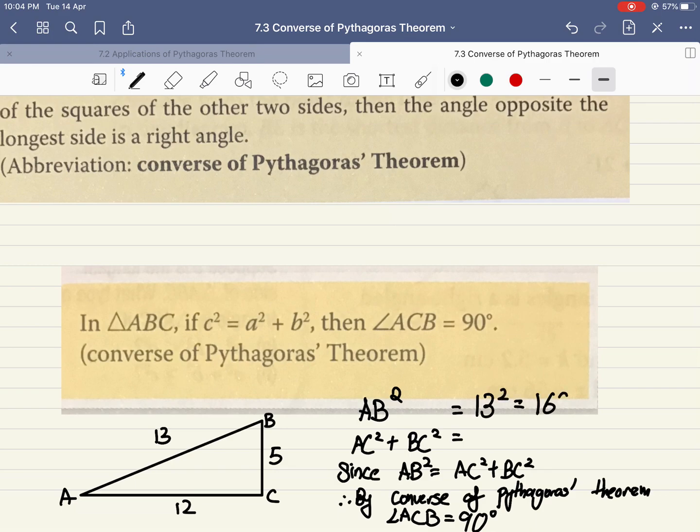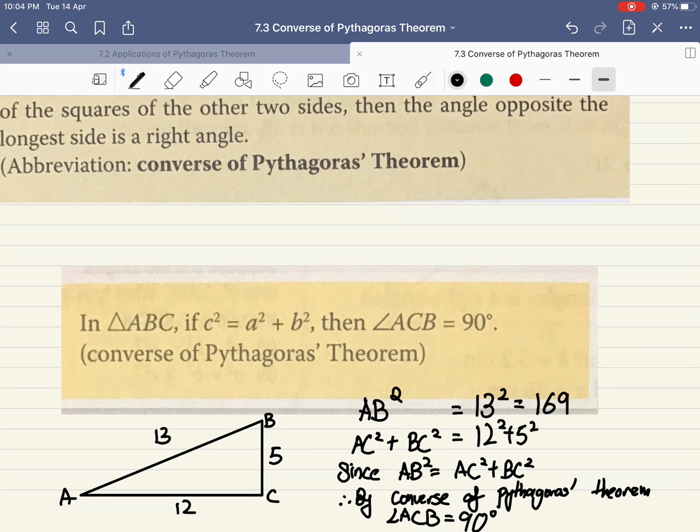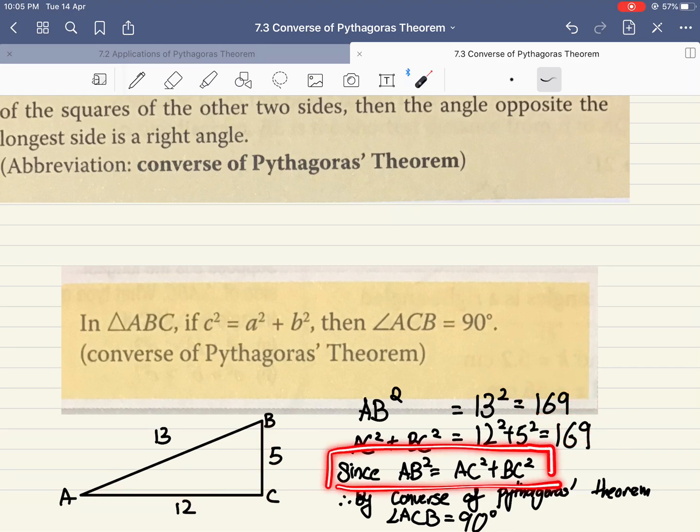I'll look at AB, and I'll say that the value of AB square is 13 square. It gives me 169. Similarly, if I look at AC square plus BC square, that gives me 12 square plus 5 square, which equals 169 as well. Hence, this is the reverse or the converse of Pythagoras theorem in the sense that now with these numerical values, I've shown that AB square is 169, and AC square plus BC square is also 169 as shown here.